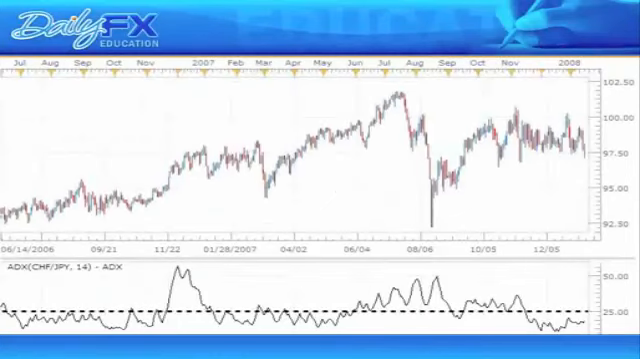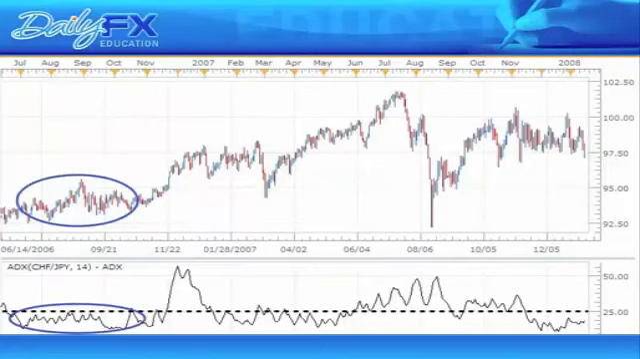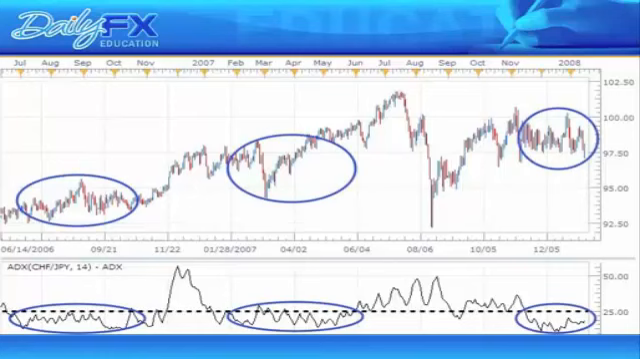Here's another example where the ADX remained below the 25 figure. This time, we're looking at the Swiss yen. Notice how in each of these circles, as the ADX drops below and remains below 25, the price tends to move sideways in a range.